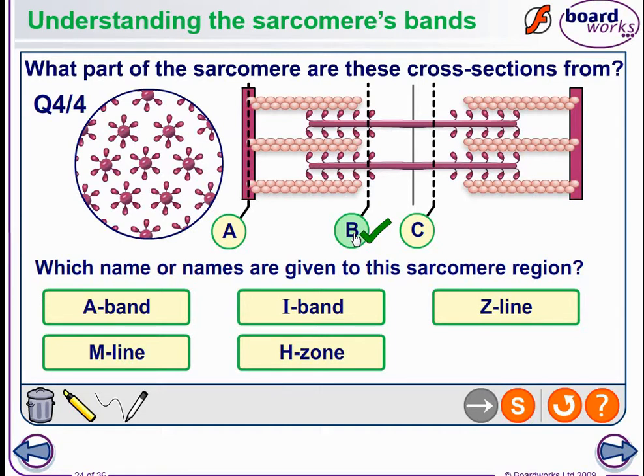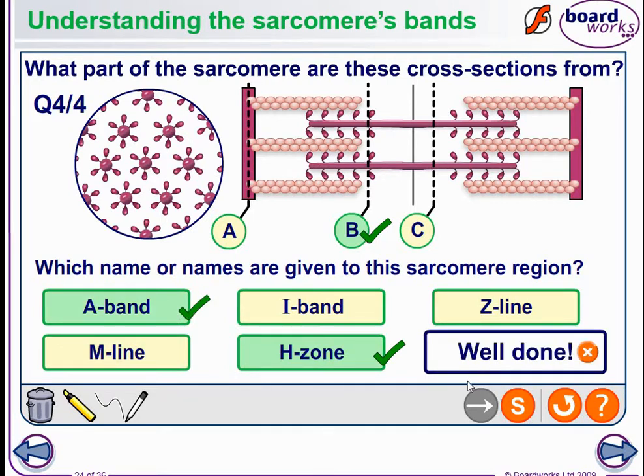Which name or names are given to the sarcomere region now? So we're in this region here. H zone. And which other one are you going to go for? Is it a Z line? It's not a Z line. Is it an M line? It's not an M line. An A band? I think so. Yay. Good effort. Well done.